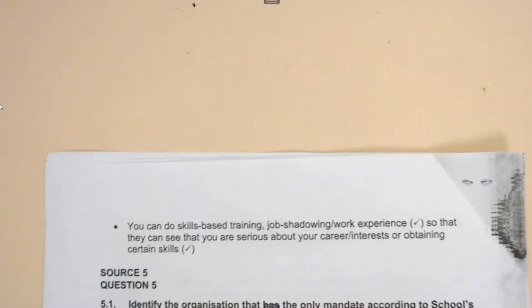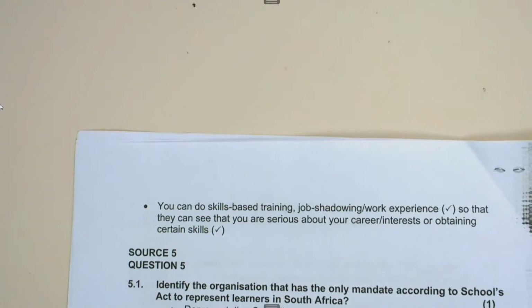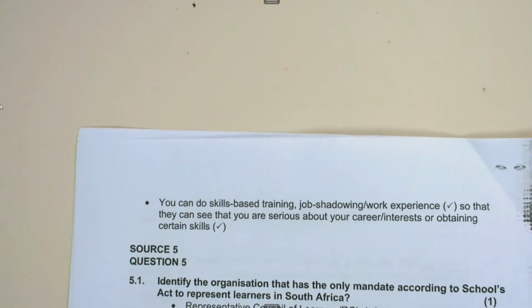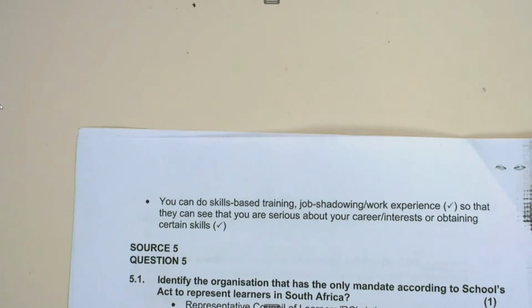The last one, not necessarily the last question, but the last response. You can do skills-based training, job shadowing, like take a girl child to work experience so that they can see that you are serious about your career interest, obtaining certain skills.